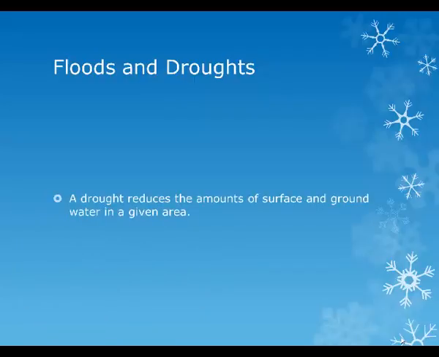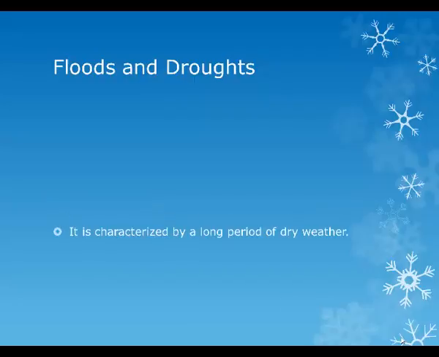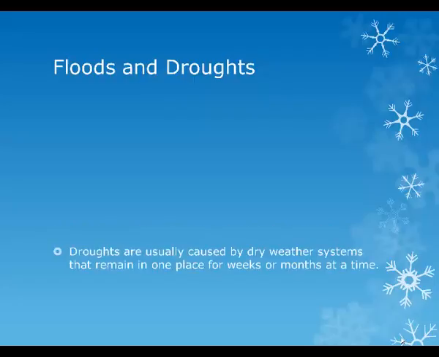A drought reduces the amount of surface and groundwater in a given area. Currently, California is experiencing this. Northern California and parts of our west are experiencing a very long, dry weather period where there's very little precipitation. They are actually calling this one of the worst droughts in recorded history. So they're usually caused by dry weather systems that remain in one place for weeks, months, or I suppose even years on occasion. So it's just an area of pressure.